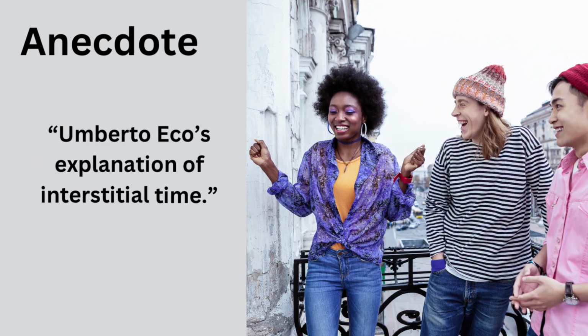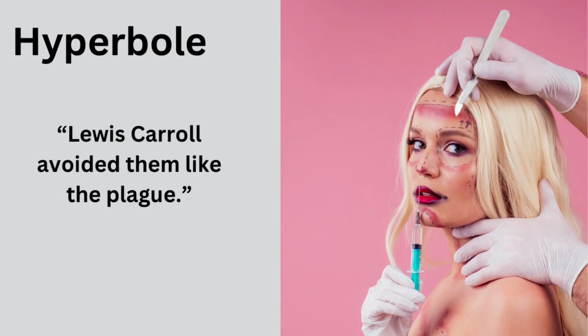The chapter uses Eco's anecdote about utilizing interstitial time to provide a relatable and practical example. Anecdotes like these make the narrative engaging and help illustrate abstract concepts in a concrete way. The use of hyperbole exaggerates Carroll's avoidance of interviews. This literary device emphasizes his discomfort while also adding a touch of humor to the narrative.